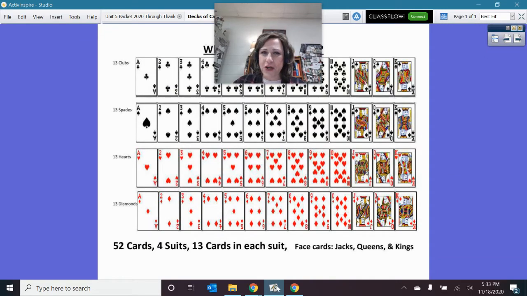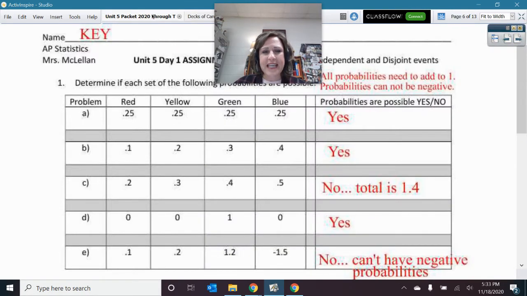All right, let's go over your homework. I do have a picture here of a deck of cards if you don't remember what the deck of cards includes. And so I'll be able to reference that if I need to. So let's take a look and see how you did.